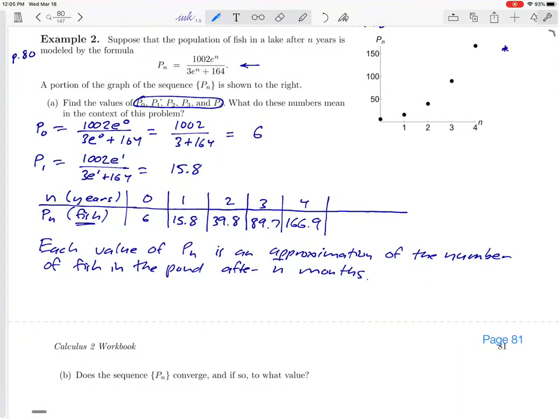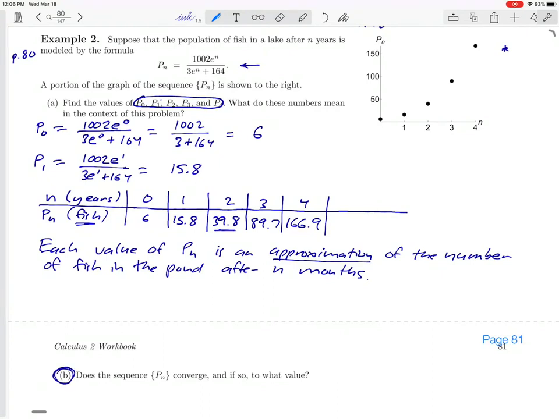Notice we use the word approximation because some of our numbers are not round numbers. It doesn't really make sense, for example, to talk about 39.8 fish, but according to our model, that's our approximation, so we would probably round to 40 in that case. Now that's the end of what they asked us in Part A here. I want to point out Part B, at the top of the next page, asks a very interesting question.